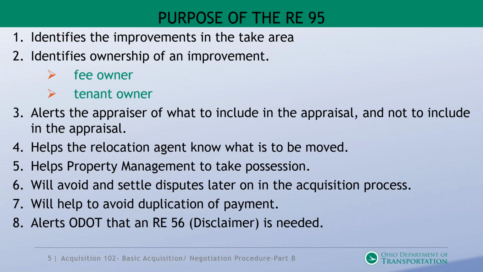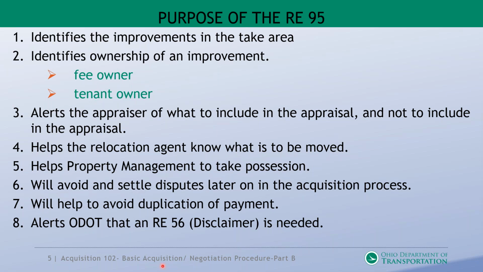So some quick bullet points on the purpose of the Re95. It identifies improvements in the take area, lets us know whether those are fee-owned or tenant-owned, alerts the appraiser as to what to include in the appraisal or what not to include in the appraisal, helps the relocation agent know what needs to be moved, helps property management take possession if we have no disputes over who owns the item. And if they're real or personal, we won't have any disputes, and it'll help property management take possession of those items. And it'll avoid and settle any disputes later on in the acquisition process.